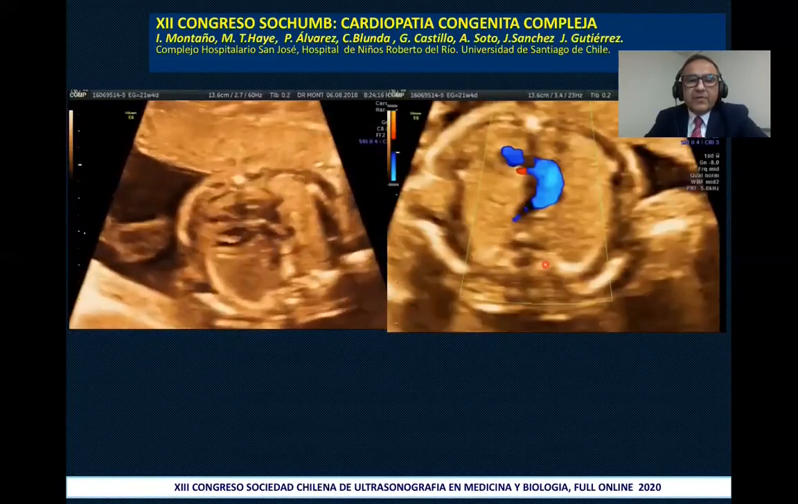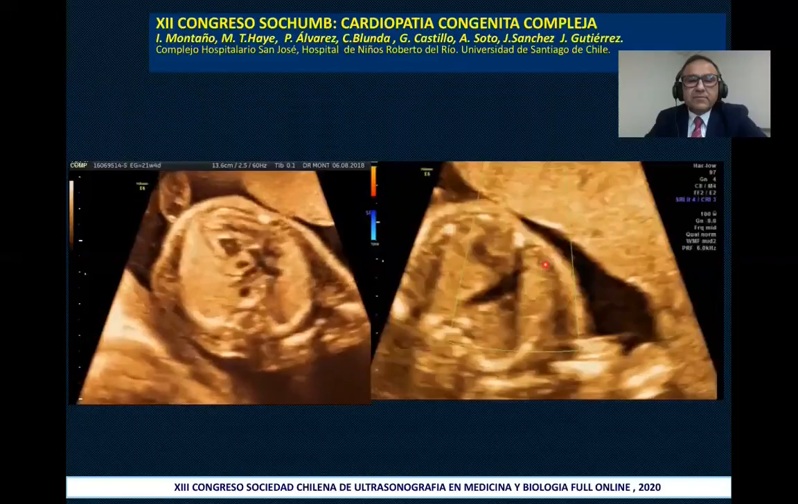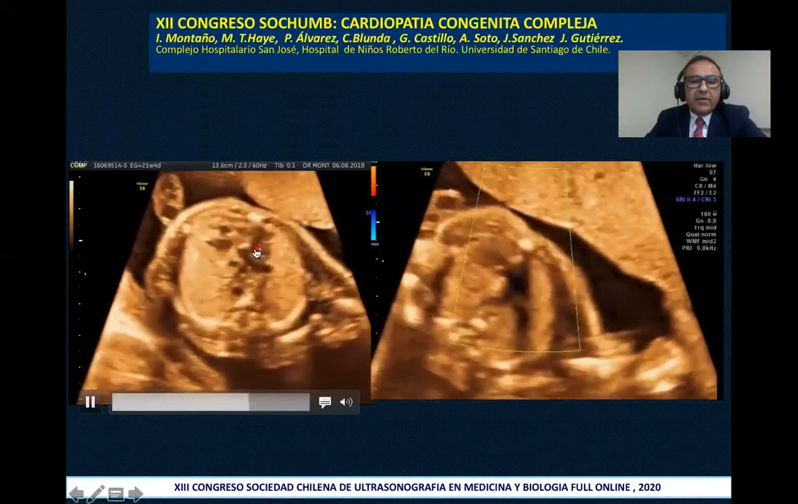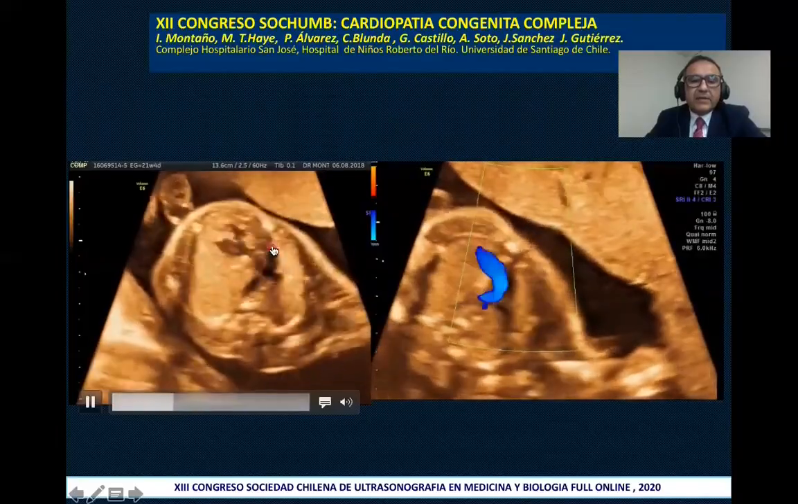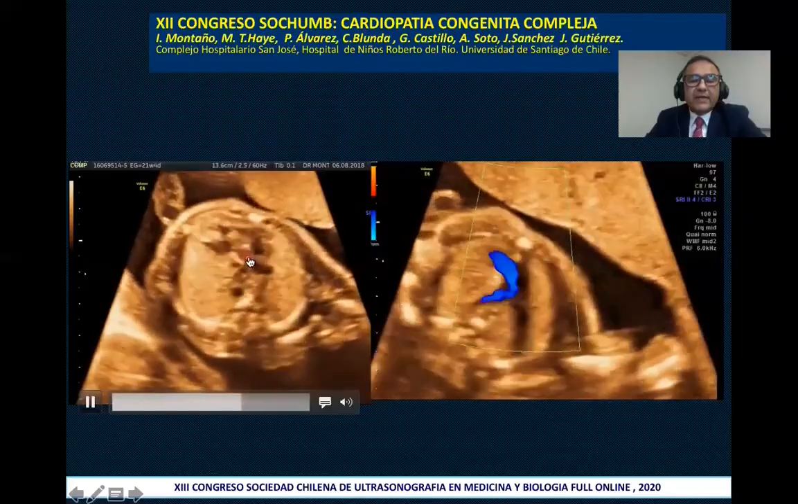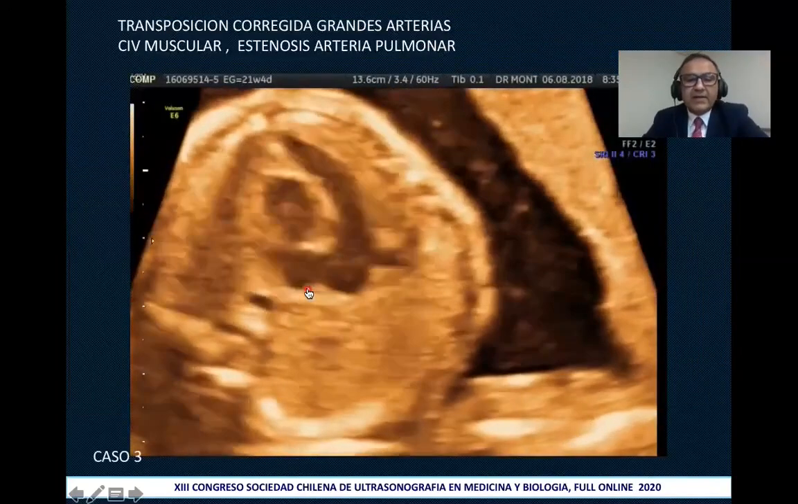You can see it better there. Here you can see that the aorta arises from the posterior ventricle with right-sided morphology, and that the pulmonary artery arises from the anterior ventricle with left-sided morphology. Corrected transposition of the great arteries.